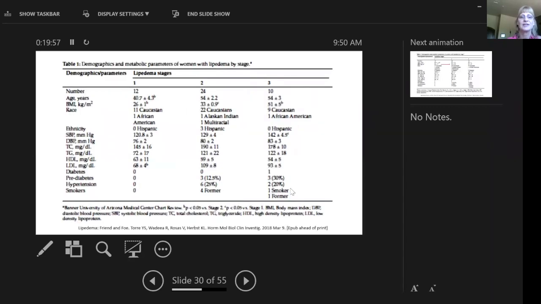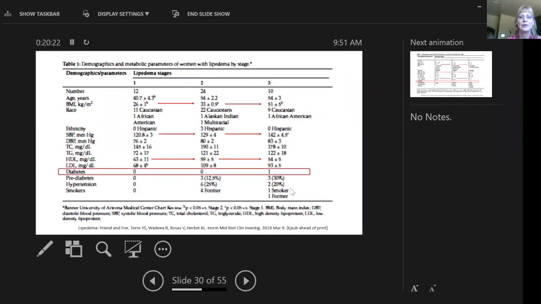And we published this data showing that as the stage increased, the body mass index increased, but so did the systolic and diastolic blood pressures. The HDL, or what we thought was good cholesterol, which now our thinking is changing, but we'll look at it as good cholesterol right now, actually goes down with stage. And even though very few women with lipedema develop diabetes, which is great, their risk for prediabetes goes up with stage.